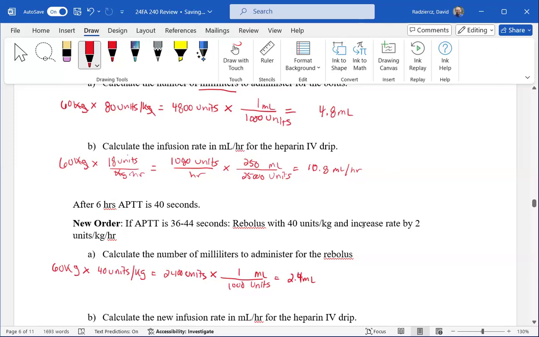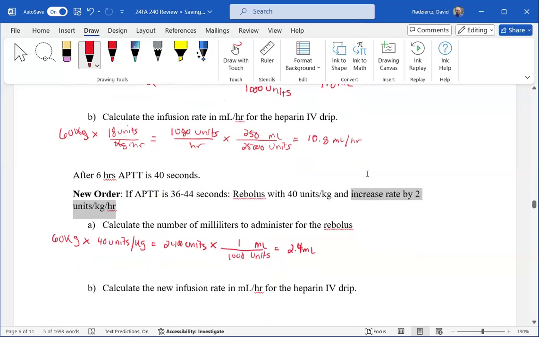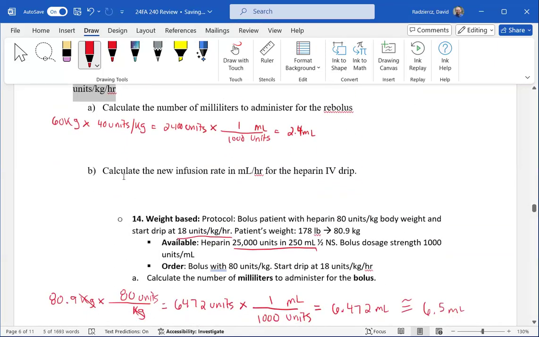Now, the second thing says to increase the rate by 2, but it's units per kilogram per hour. So you don't want to do 10.8 plus 2 and get 12.8. That's not how you do this. You're going to increase the original, which was 18. So again, I'm going to take the patient's weight. 18 plus 2 is 20. And this is units per kilogram per hour. So I get 1,200 units per hour.